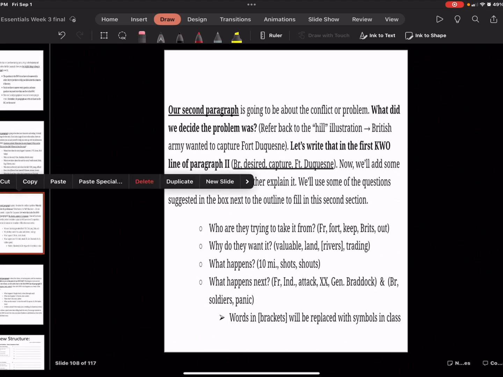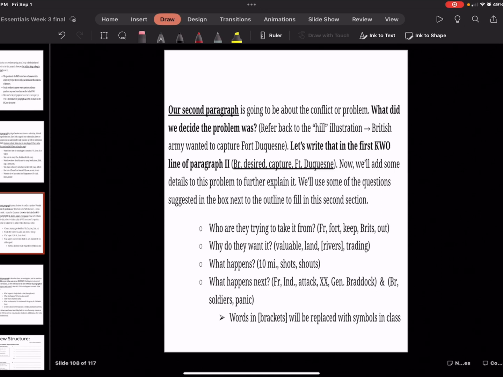Okay. Moving on. Second paragraph, second keyword outline is going to be about the conflict or problem. What did we decide the problem was? Referring back to that hill illustration, it would be that rising action, that upward hill note. The British Army wanted to capture Fort Duquesne. So we would write that in the first keyword outline of paragraph 2. That the British desired to capture Fort Duquesne. And that's how they chose to shorten that down.